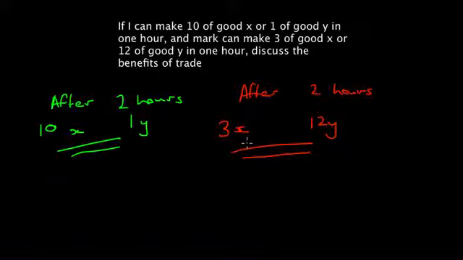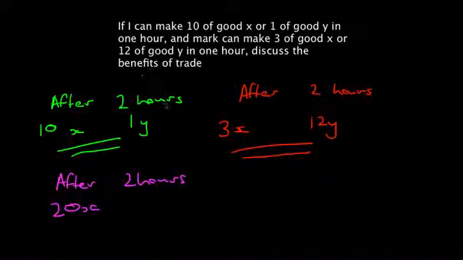This is alright if we're just working by ourselves, but let's see if we can do better if we somehow introduce that we both trade. So let's just say I work 2 hours producing only X. So after 2 hours, I only make X. If I only make X, I can make 20X. And let's just say that Mark only produces Y for those 2 hours. So he can make 24Y.